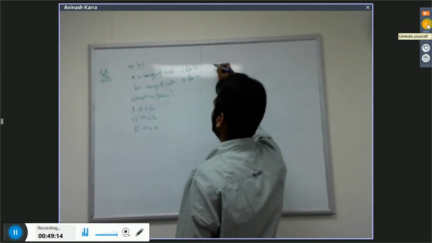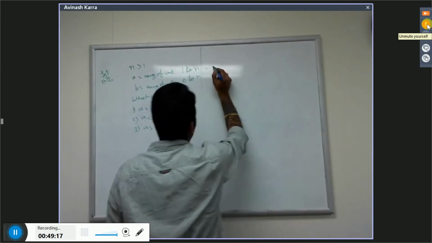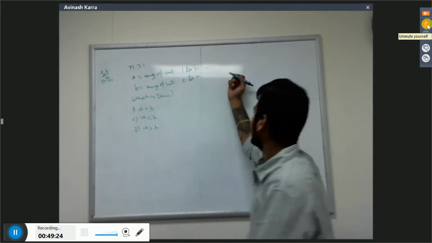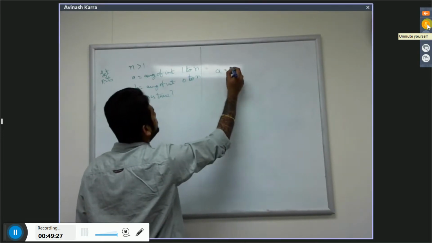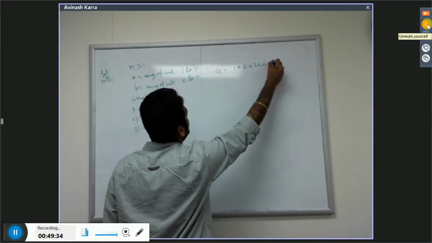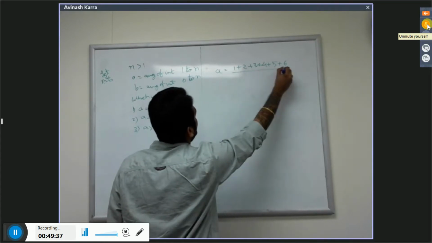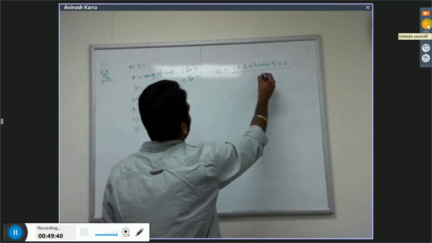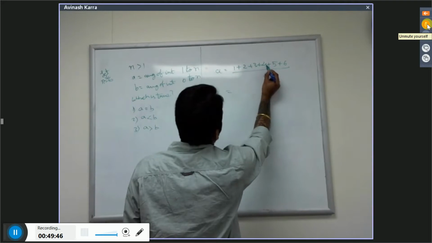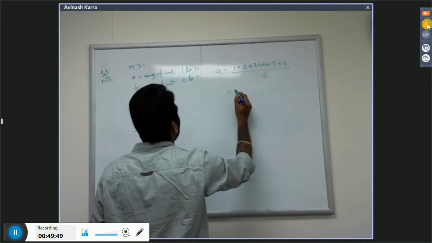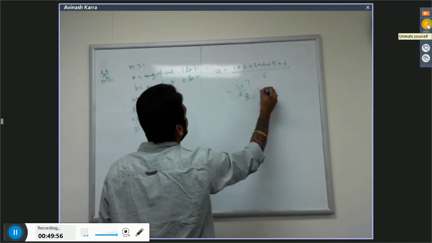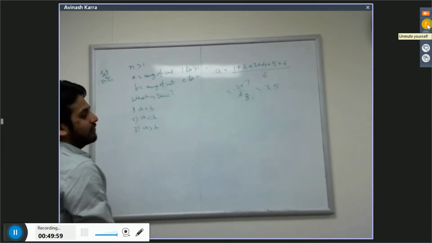So when n equals 6, what will be the value of A? Which is a better way, writing like this or this way? I think it's better like this. A is equal to 1 plus 2 plus 3 plus 4 plus 5 plus 6 divided by how many digits? 6 digits. 1 plus 2, 3, 3 plus 3, 6, 6 plus 4, 10, 10 plus 5, 15, 15 plus 6, 21. 21 by 6 is equal to 3.5. Right?